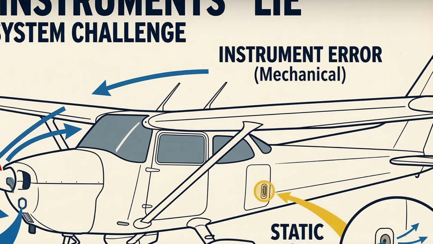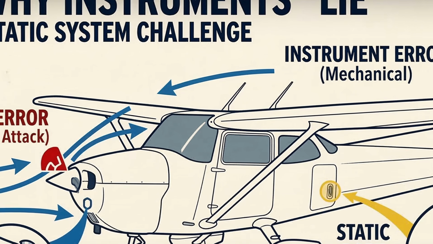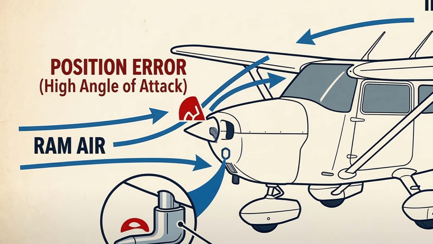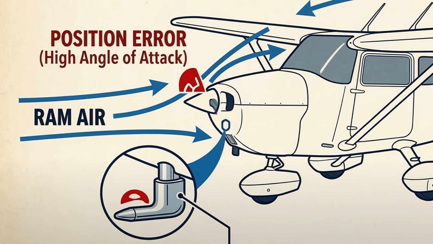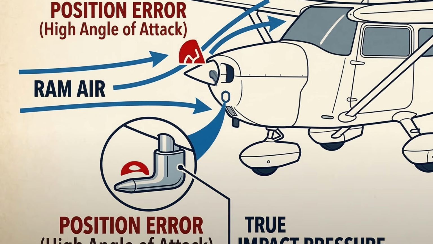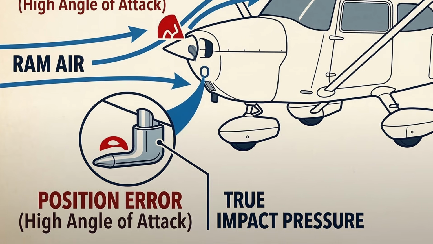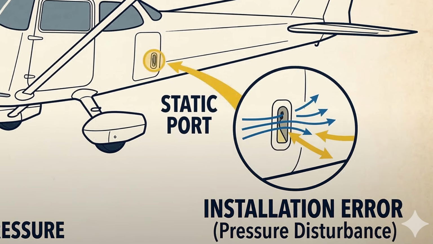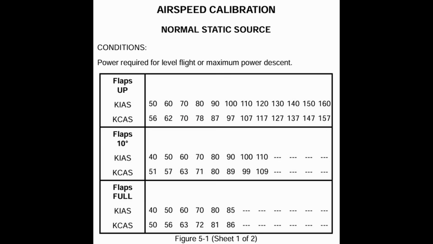The first one is the instrument error. This comes from mechanical friction, wear and tear, or manufacturing imperfections in the gauges themselves. Second one, position error. This is the big one. As you change your angle of attack, like when you're slow and heavy with flaps down, the air doesn't hit the pitot tube head on. It trips over the sensors, creating a false pressure reading. Third, installation error. Even where the static port is placed on the fuselage matters. The very presence of the aircraft disturbs the air it's trying to measure.